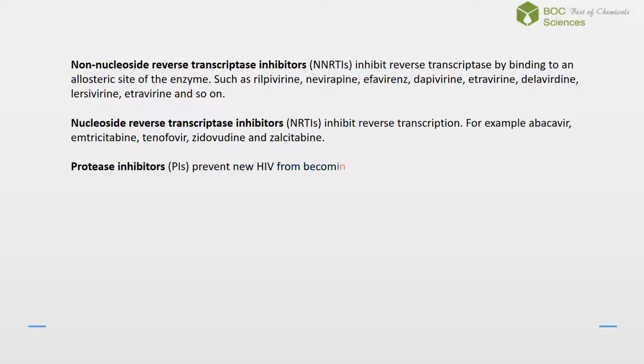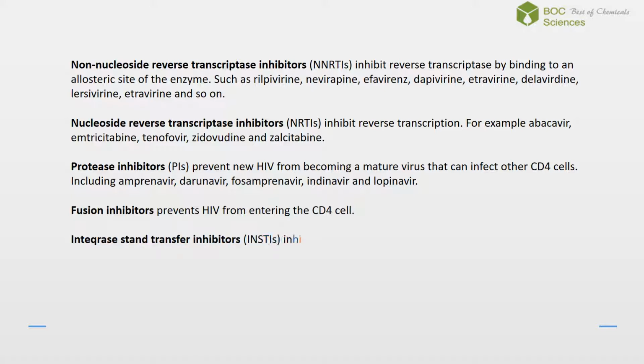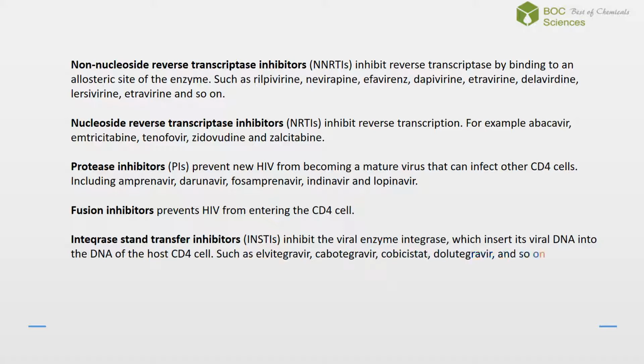Protease inhibitors prevent new HIV from becoming a mature virus that can infect other CD4 cells, including amprenavir, darunavir, fosamprenavir, indinavir and lopinavir. Fusion inhibitors prevent HIV from entering the CD4 cell. Integrase strand transfer inhibitors inhibit the viral enzyme integrase, which inserts its viral DNA into the DNA of the host CD4 cell, such as elvitegravir, cabotegravir, cobicistat, dolutegravir, and so on. CCR5 antagonists block the CCR5 coreceptor on the surface of certain immune cells. Senecreviroc is this kind of medicine.